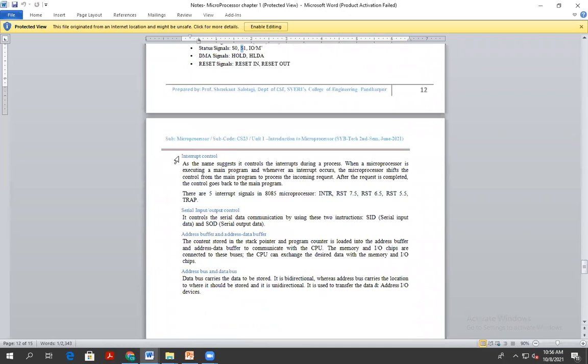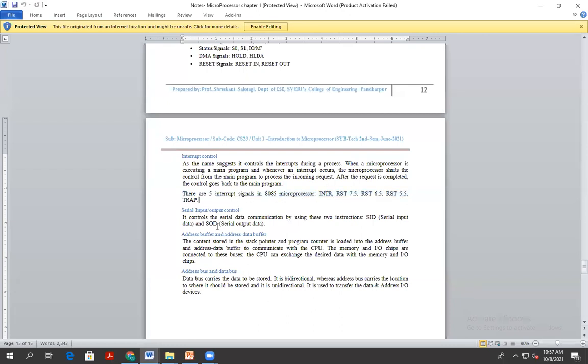Okay. So next one, interrupt controls. In the interrupt controls, there are 5 interrupts. What are those? The TRAP interrupt, and the restart interrupts RST 7.5, RST 6.5, and RST 5.5, plus INTR. These are the names of the interrupts. The name suggests it controls the interrupts during the process. When the microprocessor is executing a main program and an interrupt occurs, the microprocessor shifts the control from the main program to process the incoming request. After this request, all these 5 interrupts act accordingly.